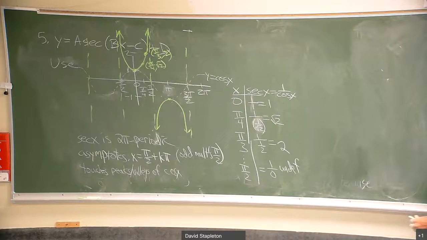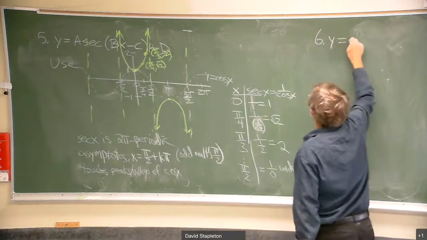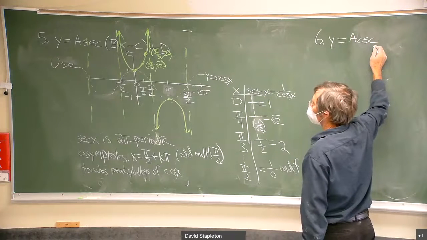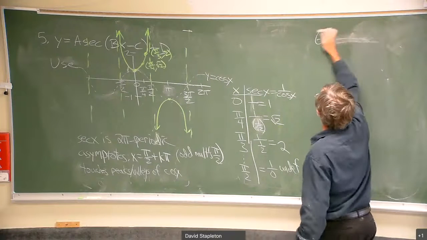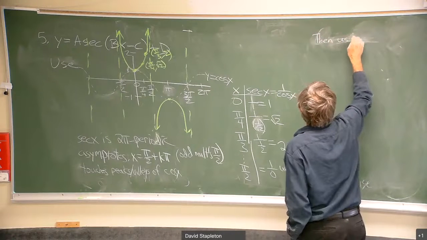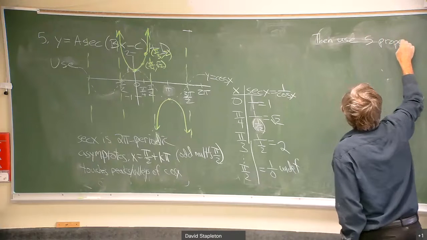I'm going to put number 6 up here too at the same time. How about, you can probably guess, y equals a cosecant. Well, let's add one more comment here. Then use the same 5 properties for a sketch.